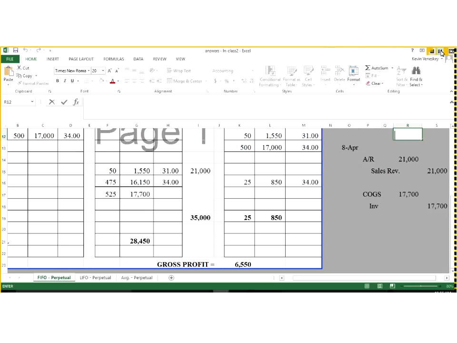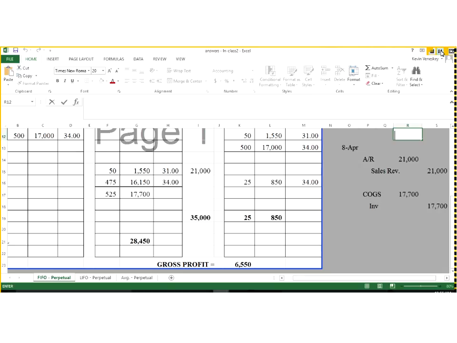Okay, now the last method that we're going to look at is the average cost. At this point, if you need to pause, go ahead and get out a new sheet. You probably don't have room on your initial sheet. And we're going to look at how average cost is not necessarily harder. It's just a little different than FIFO and LIFO.